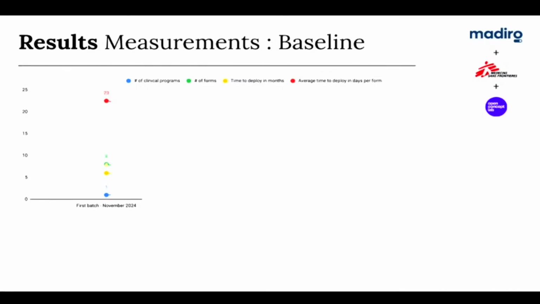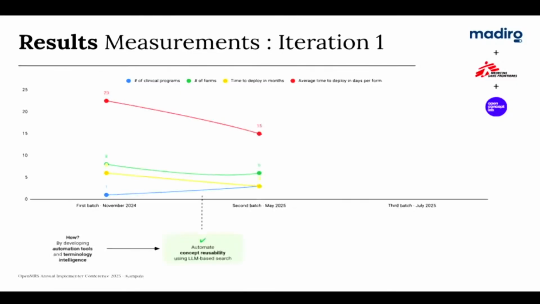Then we introduced the small fuzzy matching Python that we talked about last year. That reduced the number of days to 15 days per form. In the next batch of forms that we worked on, we had six forms, and we reduced the average time to 15 days. That was around May 25.